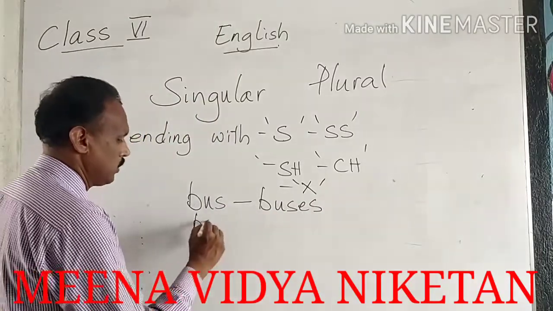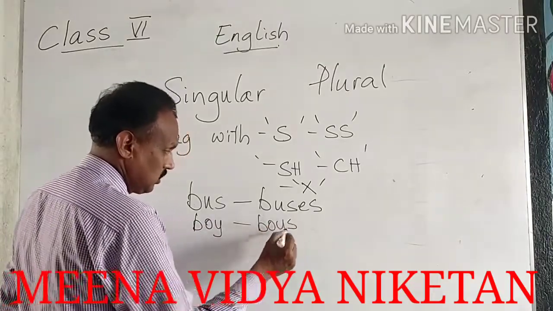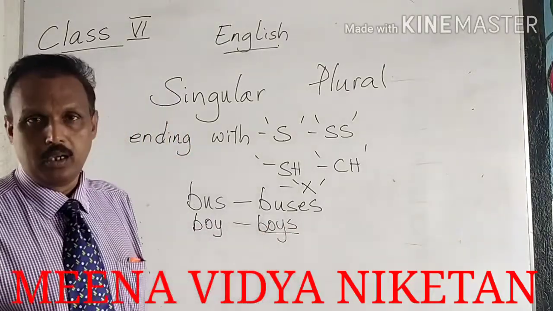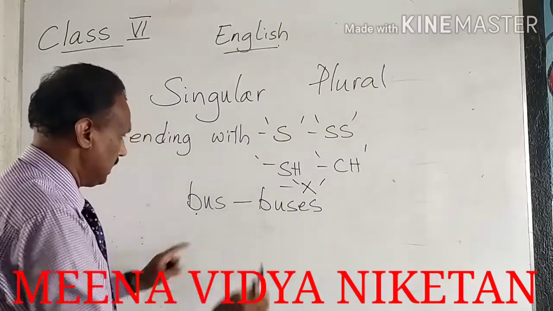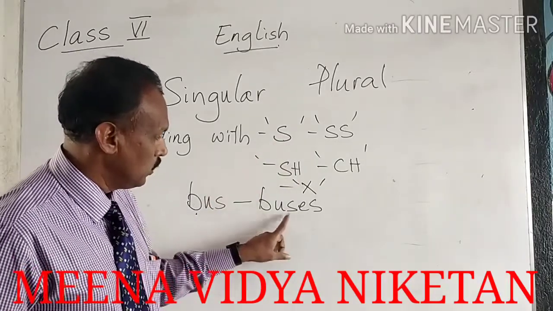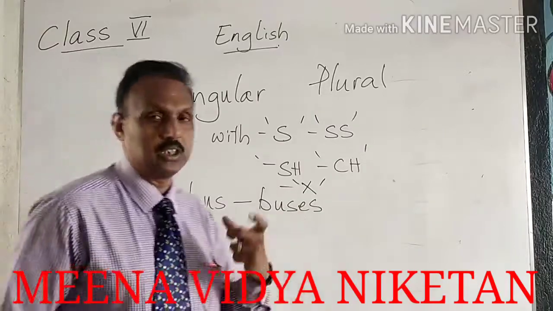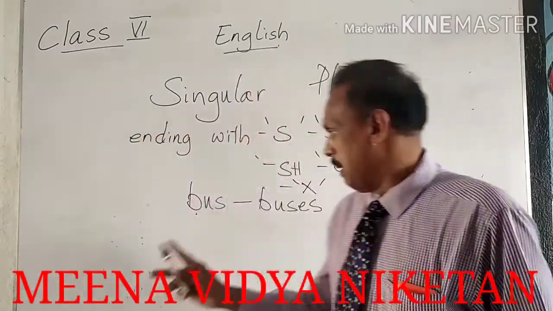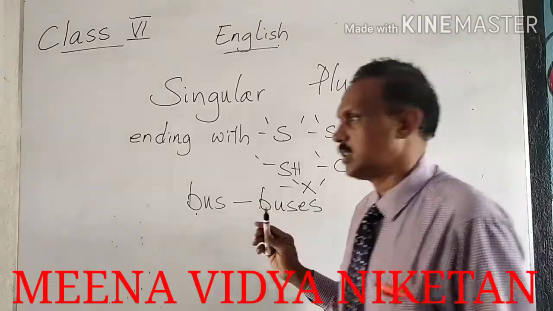The first one I told you, boy. So here we don't take anything, just s only. So how do you pronounce it? Boy, boys. Whereas in this case you see bus, it ends with s. And then how do you write it? B-U-S followed by E-S. So the pronunciation, the phonetic sound also will vary. Bus, buses. That's how you pronounce it.